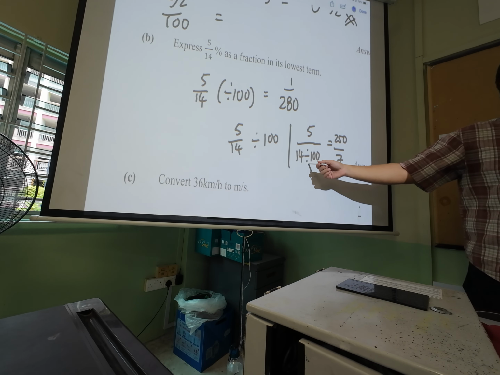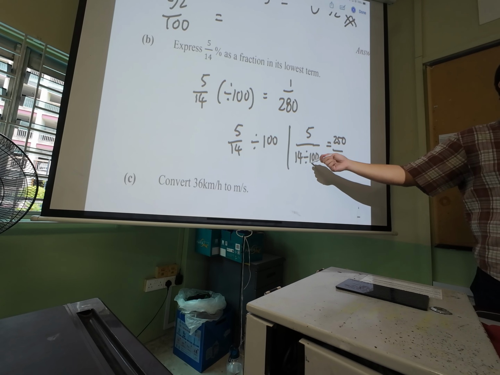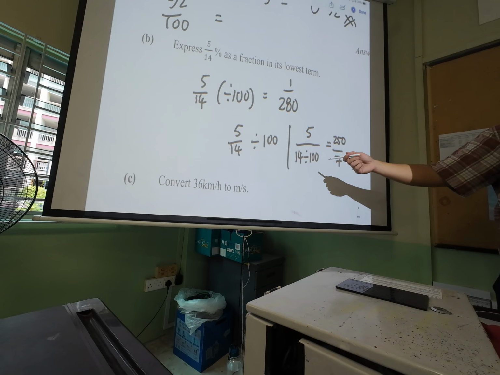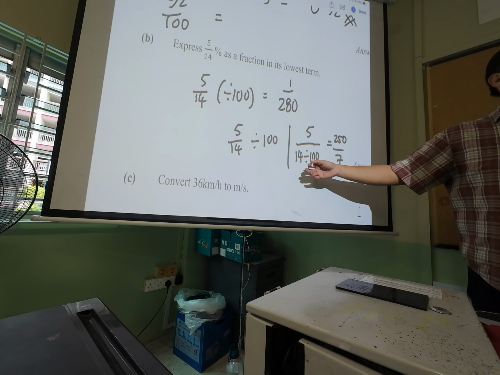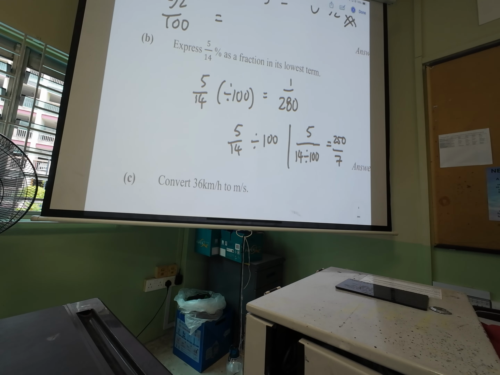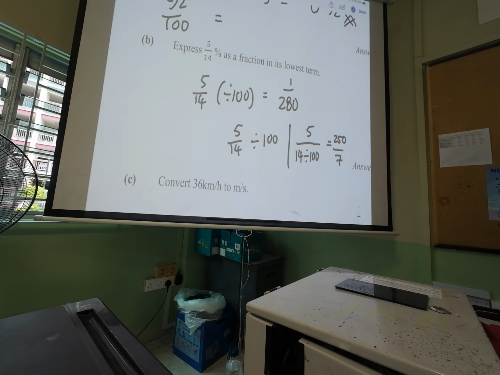Or else, the calculator very stupid one. You tell him to divide by 100 first, they will divide by 100 first. Okay? Because the calculator cannot look at your paper. The calculator only do what you tell them. Okay? So both these are 1 mark, 1 mark.